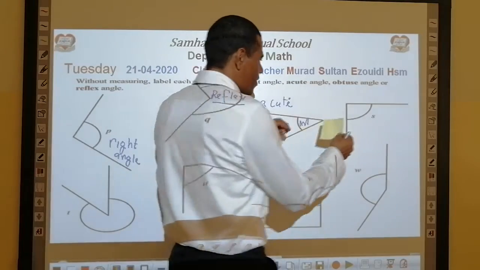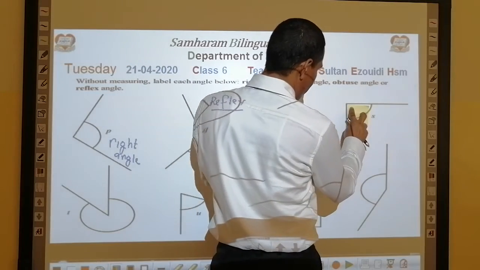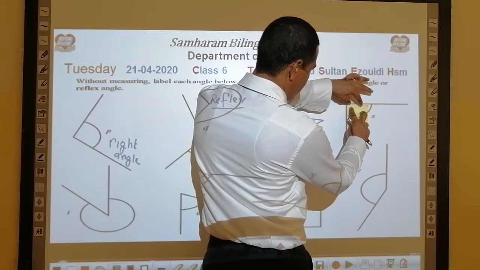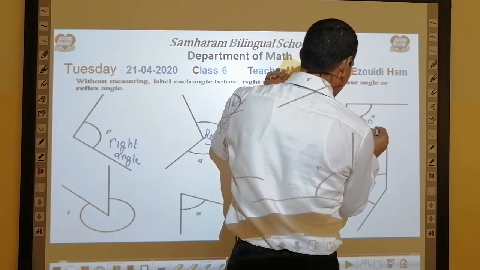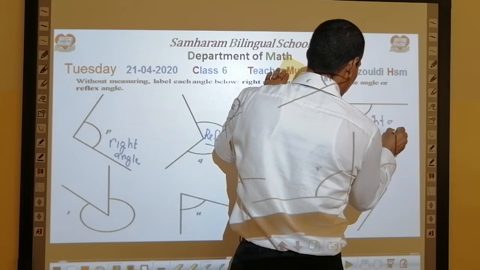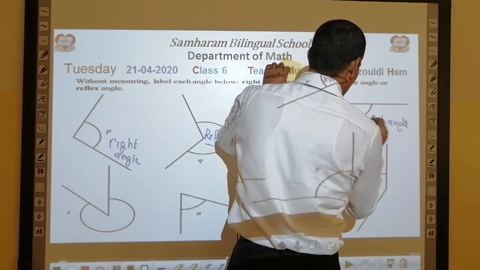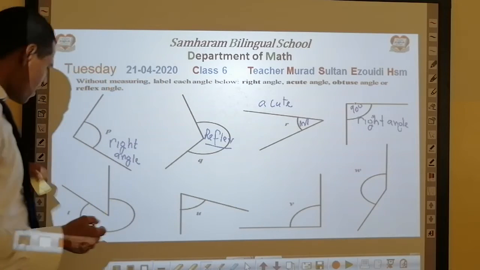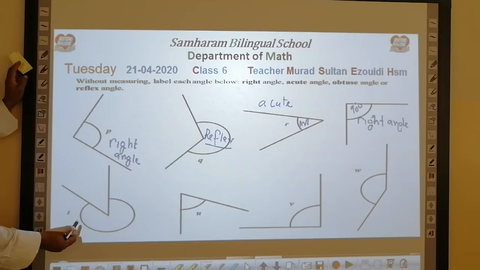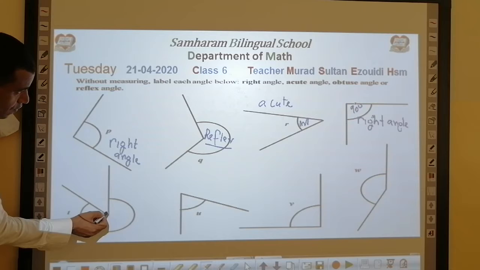And this one, my kids, is what? You can see this one is 90 degrees. So it's a right angle, meaning 90 degrees. Then this one, my kids, this one is reflex.